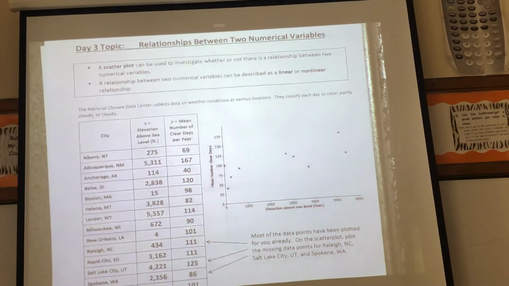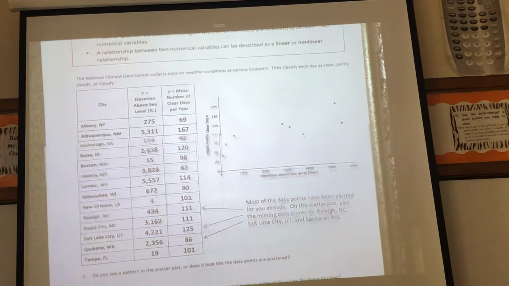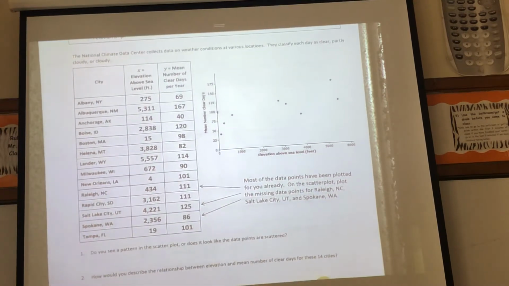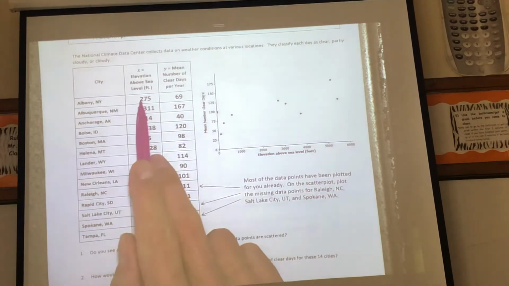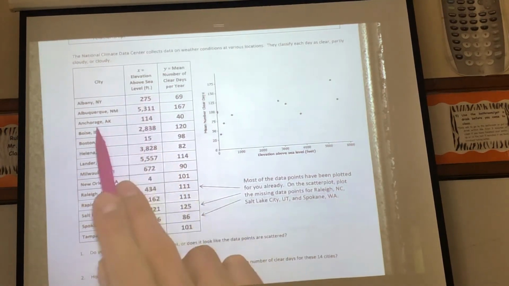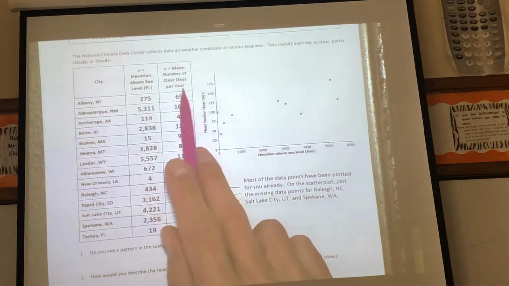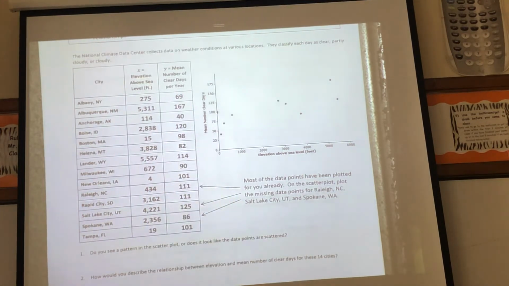The example I want to look at right now says the National Climate Data Center collects data on weather conditions at various locations. They classify each day as clear, partly cloudy, or cloudy. So our x variable is elevation above sea level for various cities, and we also have the mean number of clear days. These have been plotted for us. Now there are a couple that we need to plot on our own.